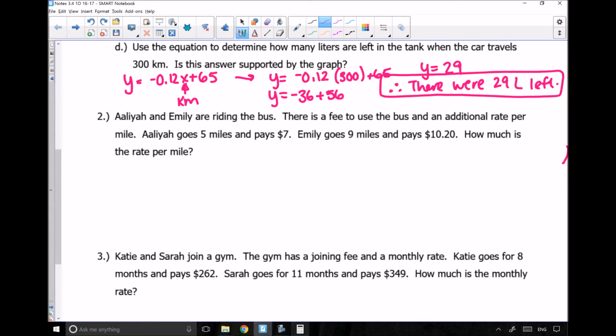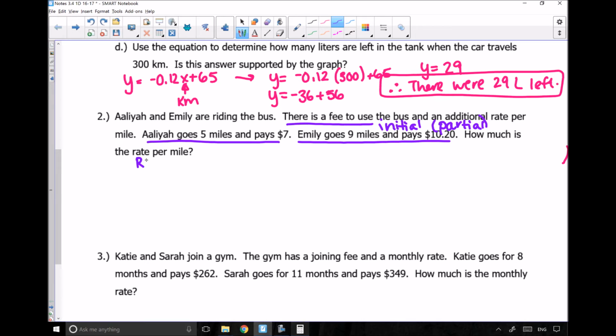Okay? Number 2, it says Aaliyah and Emily are riding the bus. There is a fee to use the bus. So that means that there is an initial cost. If there is an initial fee or an initial cost, this is not direct variation, it's partial variation. And an additional rate per mile. We know Aaliyah goes 5 miles and pays $7, and we know that Emily goes 9 miles and pays $10.20. How much is the rate per mile?